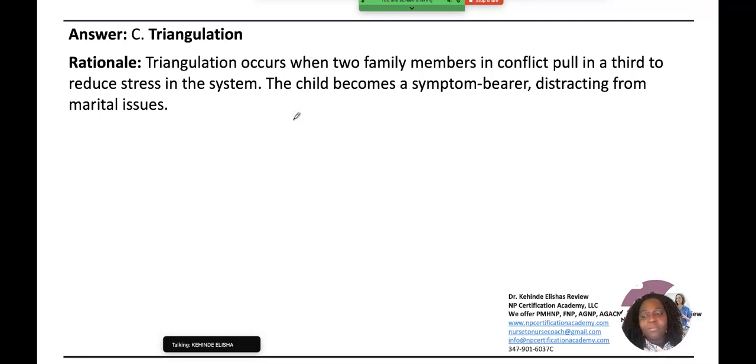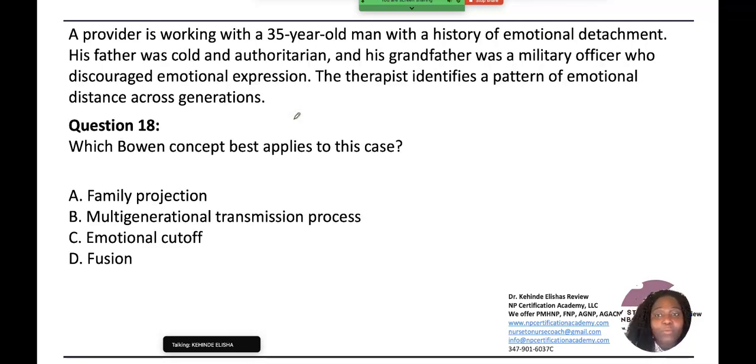Okay. So the next question, a provider is working with a 35-year-old man with a history of emotional detachment. His father was cold and authoritarian, and his grandfather was a military officer who discouraged emotional expression. The therapist identifies a pattern of emotional distance across generations. Which Bowen concept best applies to this case? A, family projection. B, multi-generational transmission process. C, emotional cutoff. D, fusion. What do we think?